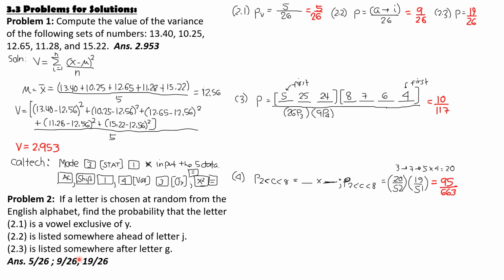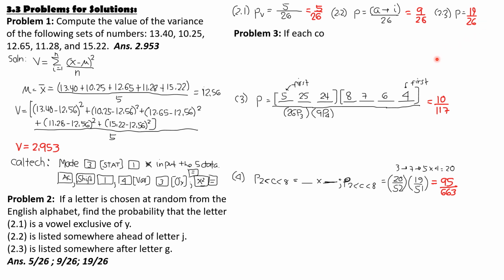Then 2.3 is listed somewhere after letter G. Letter G is A, B, C, D, E, F, G, so the 7th letter in the English alphabet. Therefore, there are 26 minus 7, or 19 letters beyond letter G, or after letter G. So that's why the probability is 19 over 26.